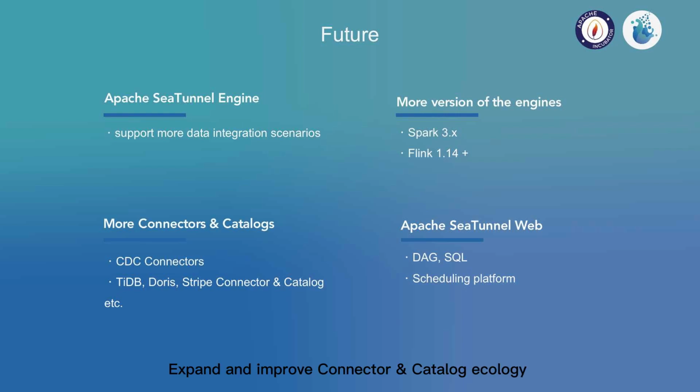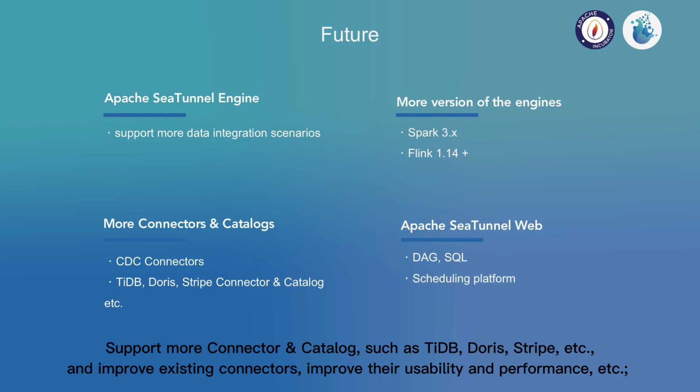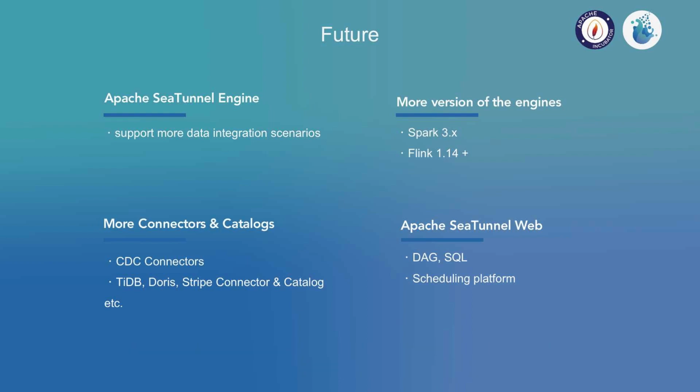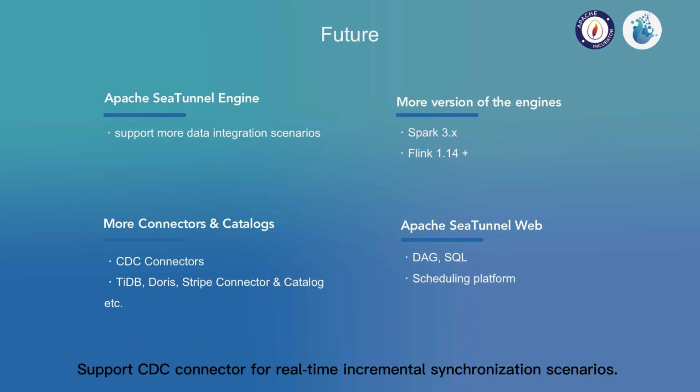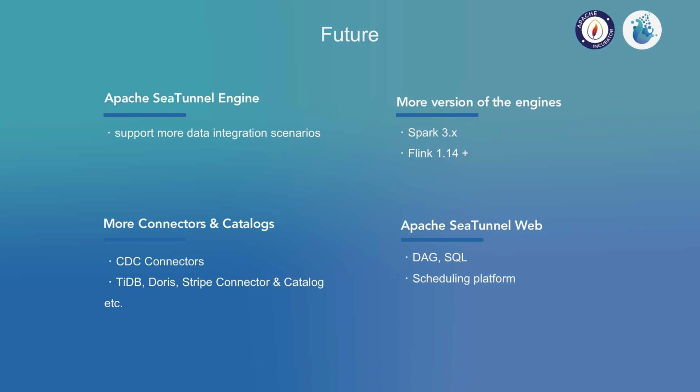Expand and improve the connector and catalog ecology. Support more connectors and catalogs, such as TiDB, Doris, Stripe, etc., and improve existing connectors, improve their usability and performance, etc. Support CDC connector for real-time incremental synchronization scenarios. Support for more versions of the engines, such as Spark 3.x, Flink 1.14.x, etc.